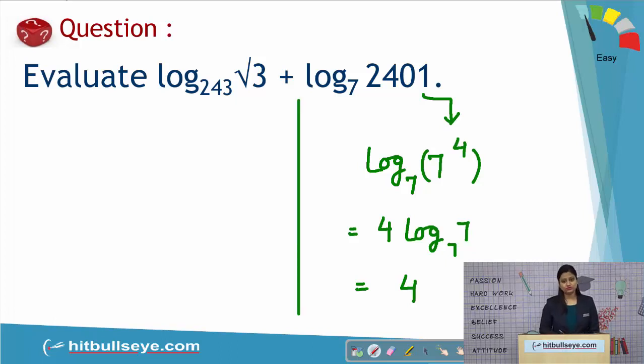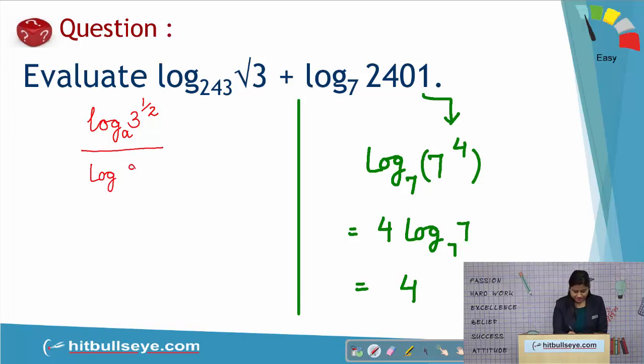Now let us go to the first expression. It says log root 3, which can be written as 3 raised to power half. I'm introducing a dummy base here, let it be a. It can be anything. I'm using base changing formula here. So we can write the given expression as log 3 raised to power half with base a division by log 243 with base a.